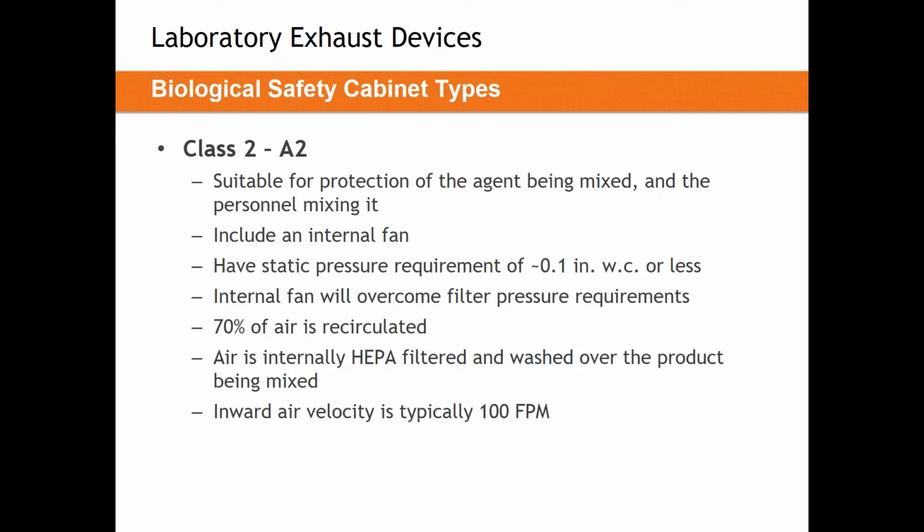A lot of compounding pharmacies that are going in for the updates to USP 800. If you'd like more on the update to that standard, we do have an engineering webinar previously done on that as well. This is generally the cabinet we're seeing go in there.